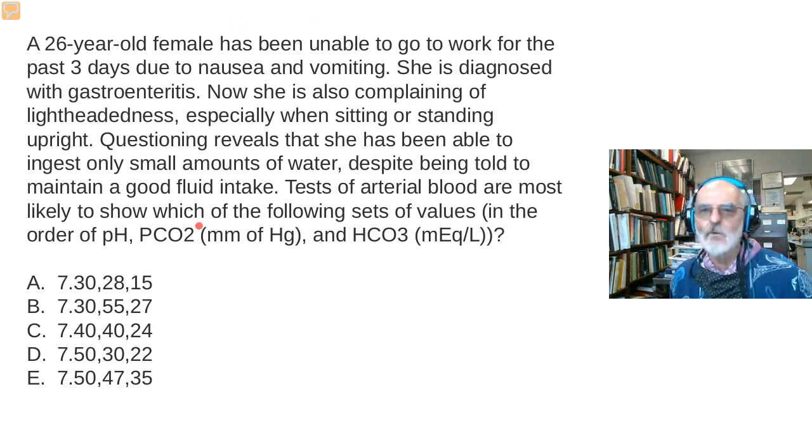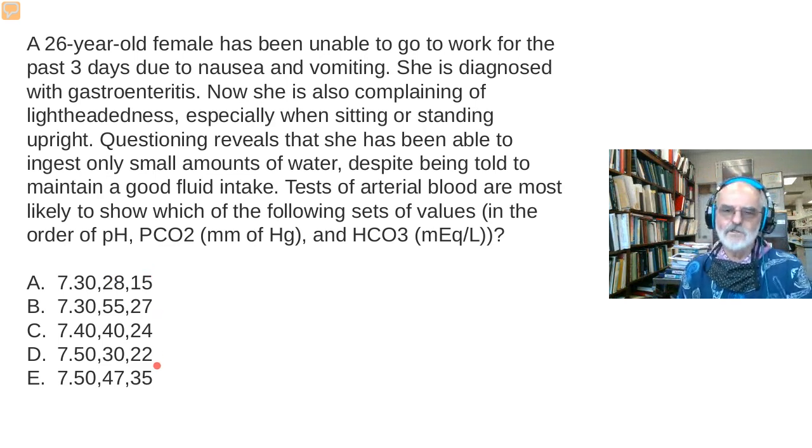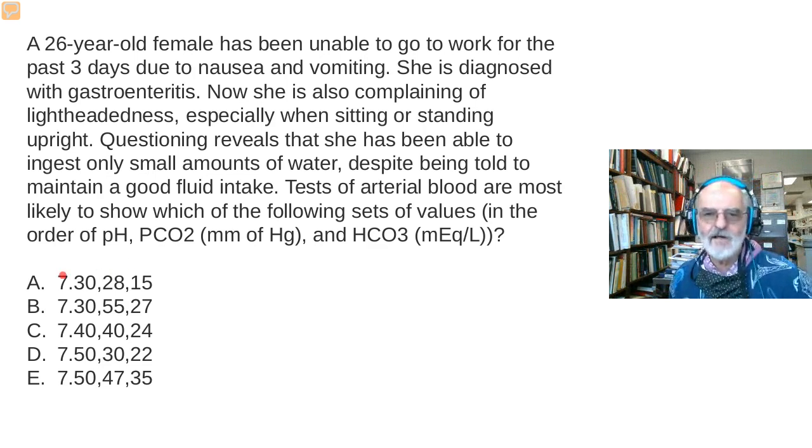So what this is asking you to do is imagine what the numbers might be, okay? So the first value is pH. The second value is the PCO2, okay? And the third value is the bicarb. So notice, there are lots of options here. Is the PCO2 down or up? Is the bicarb down or up? Is the pH acidotic or alkalotic? We're giving you multiple choices here.